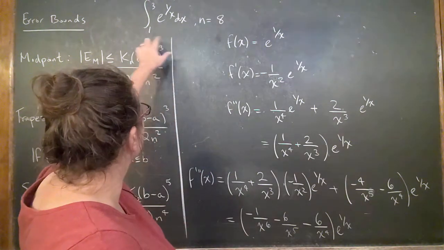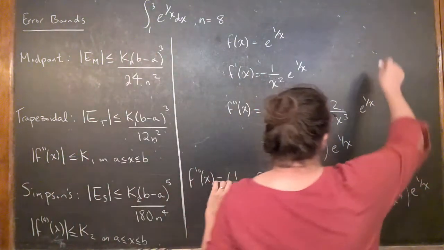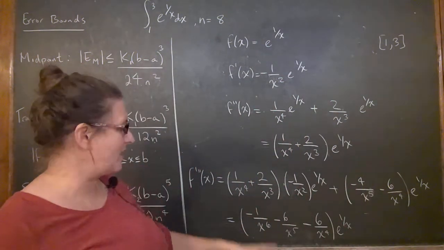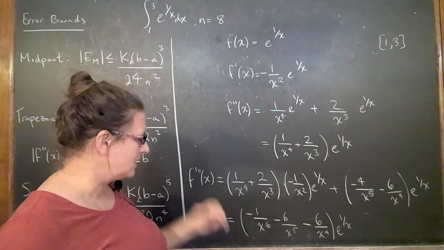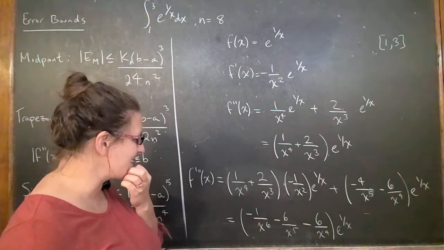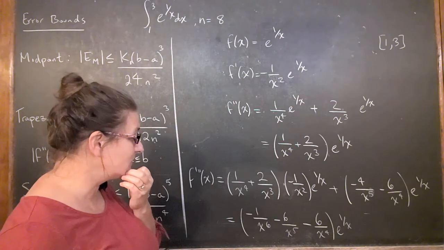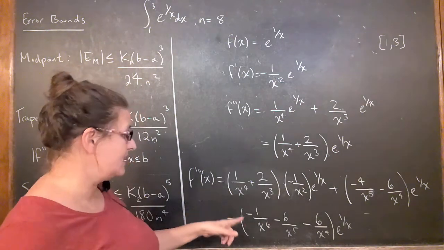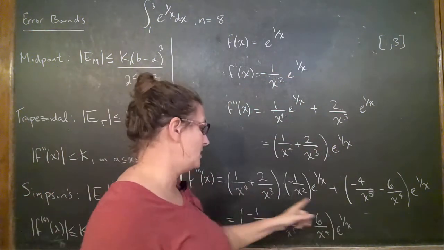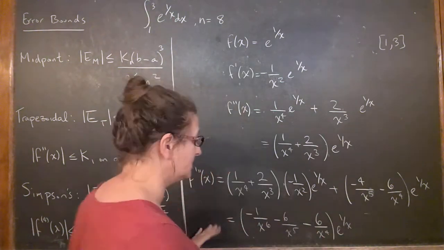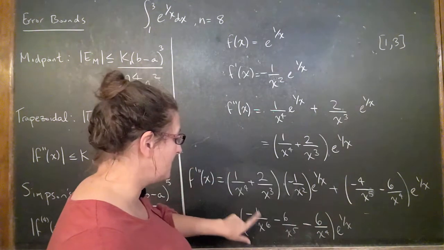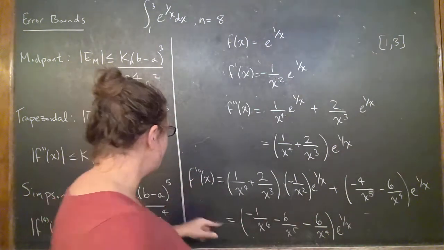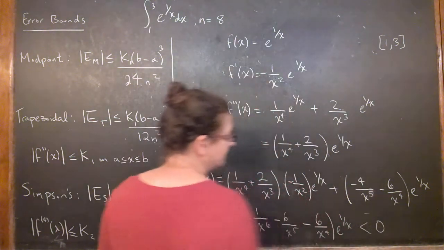Okay, so remember, I'm interested in what's happening on my interval, which is 1, 3. So I could do a bit of work to set this equal to 0 and see if I can get it equal to 0 anywhere. But I can also just look at this. Notice that on my interval, all the x's are going to be positive. So all these negatives are going to make this whole thing negative. e to the 1 over x is always positive. So the third derivative here is purely negative.